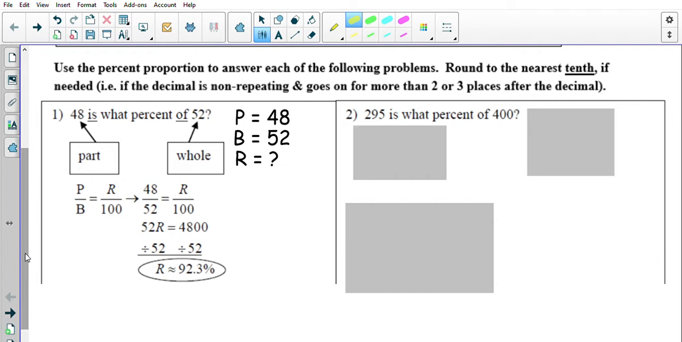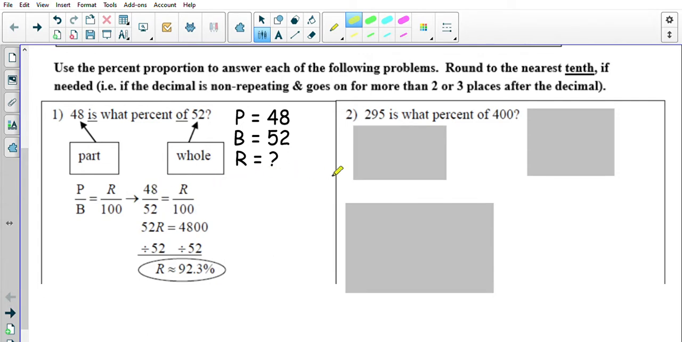So number 1, it says 48 is what percent of 52? So the base, I think that's the easier one to identify, is 52 because it's out of 52. So I wrote B equals 52. That means my part is 48. It can't be R or the percent because it doesn't have a percent sign after it. So 48 is P. So my percent proportion is P over B equals R over 100. Replace P with 48, B with 52. And then we have 48 over 52 equals R over 100.